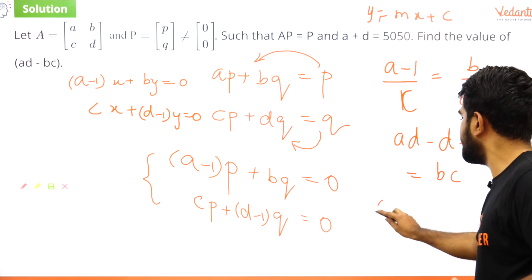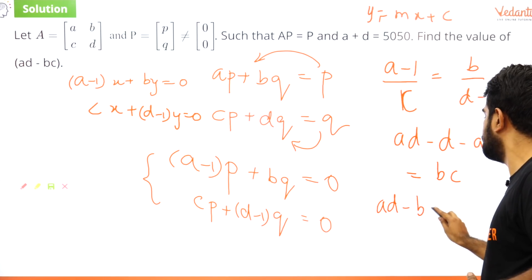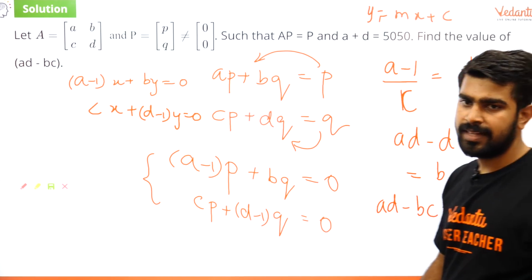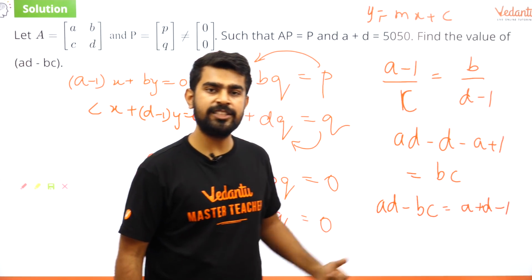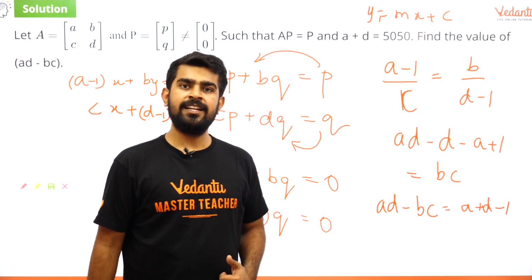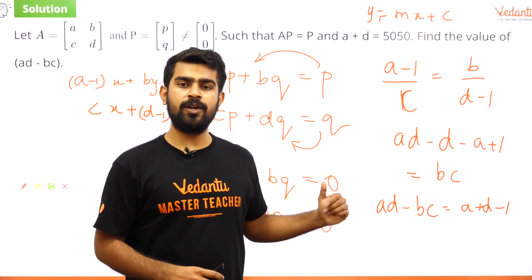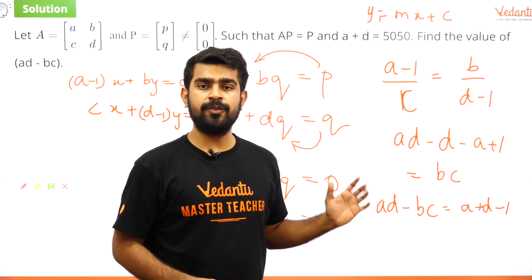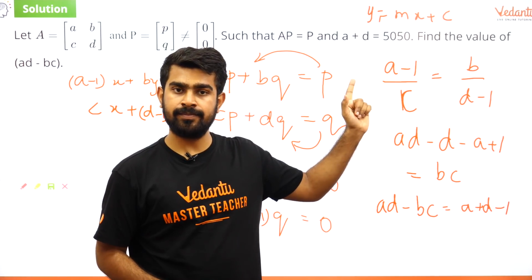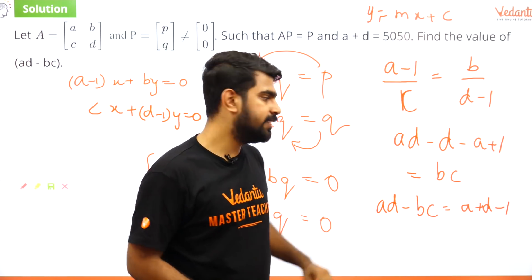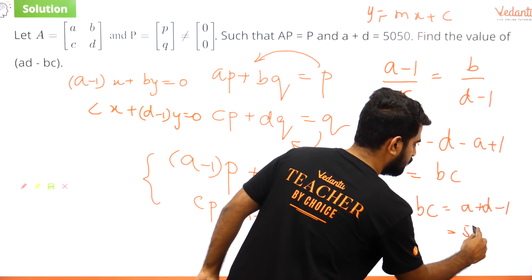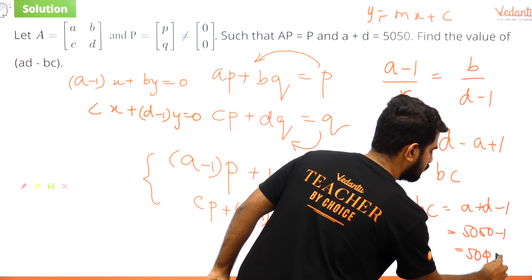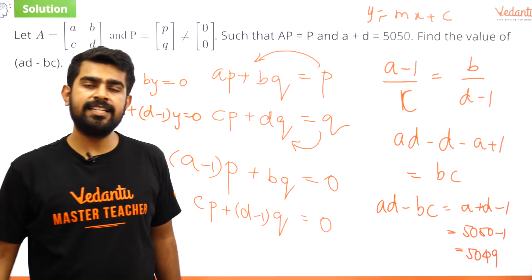So what is AD minus BC equal to? AD minus BC is equal to A plus D minus 1. And what is A plus D minus 1? Can you all go through this and let me know what is the answer? Yep. So A plus D is 5050, which is given in the question. 5050 minus 1 is going to be 5049, so that will be the answer for this question.